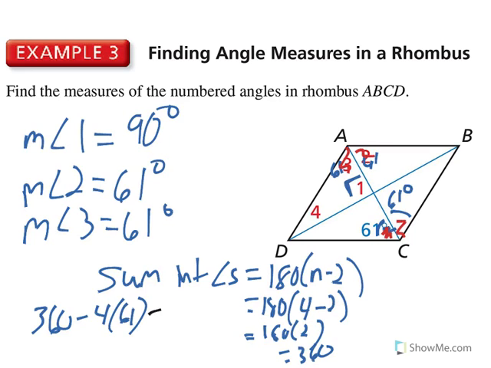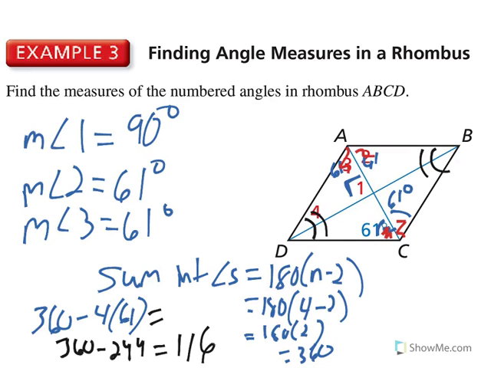And so we do 360 minus 4 times 61. Well, 4 times 61 gives us 244. So we would get 360 minus 244, and that gives us 116. So that 116 is what's going to be for both these angles, for D and for B. That 116 is across all of those.